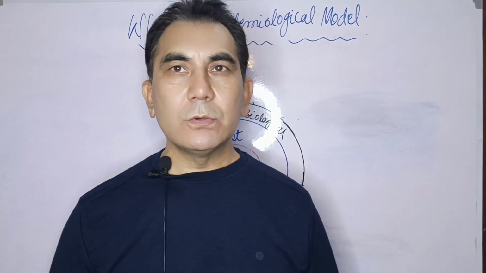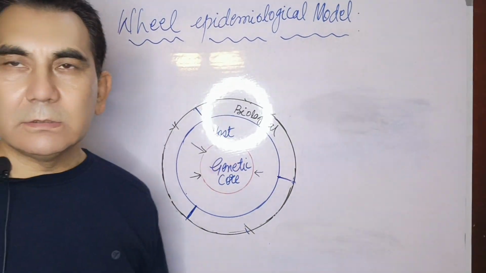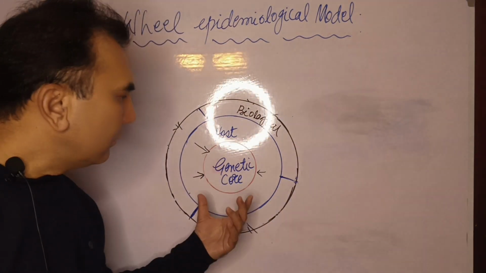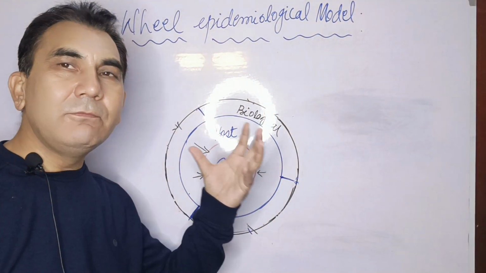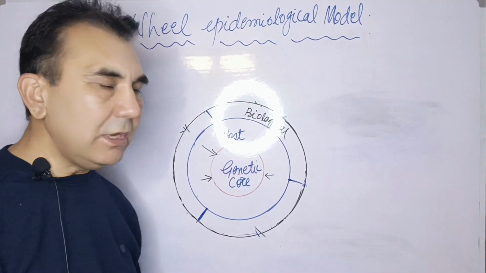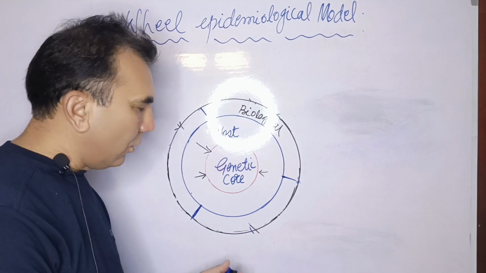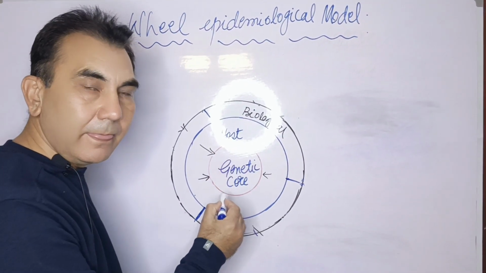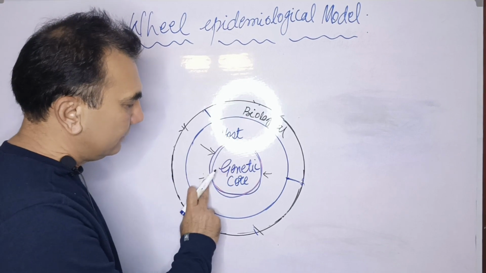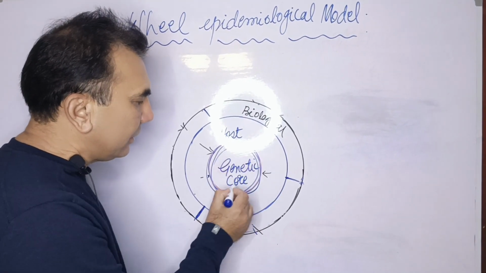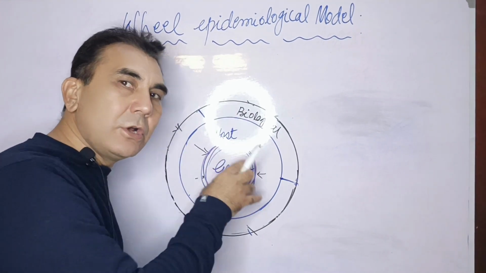In the previous lecture, we learned the three types of epidemiological models of disease causation. Now, in today's lecture, we will learn the wheel epidemiological model of disease causation. If you look at the shape of this wheel model, it is visualized like a wheel. It has three core circles. In the center of this wheel model is the genetic core of the host, which is present inside, in the center of this wheel model.